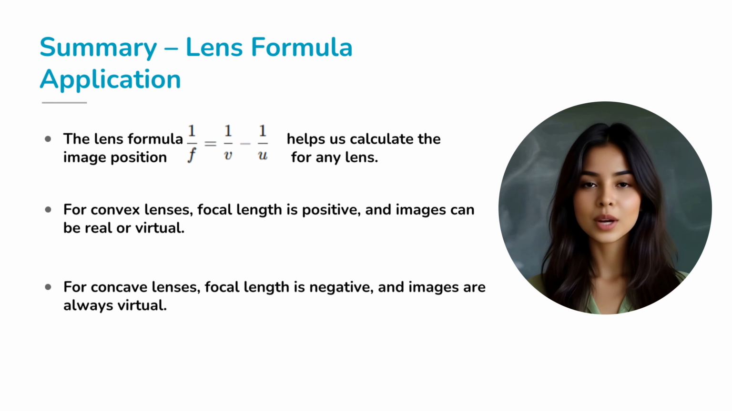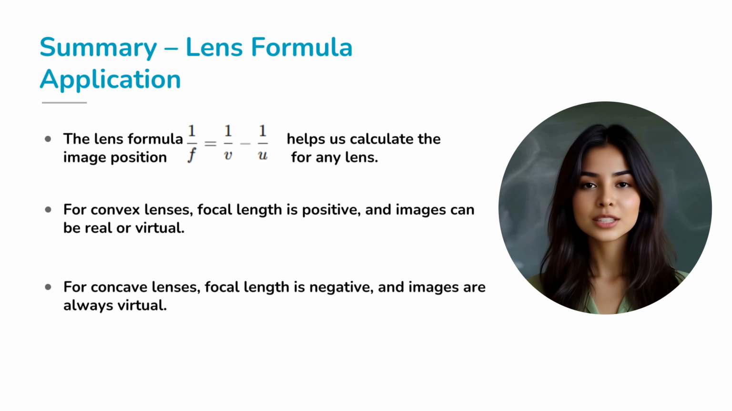Alright students, let's quickly bring everything together. The lens formula, 1 divided by f equals 1 divided by v minus 1 divided by u, is our key tool to calculate the image position for any lens. No matter the situation, this formula keeps us anchored.